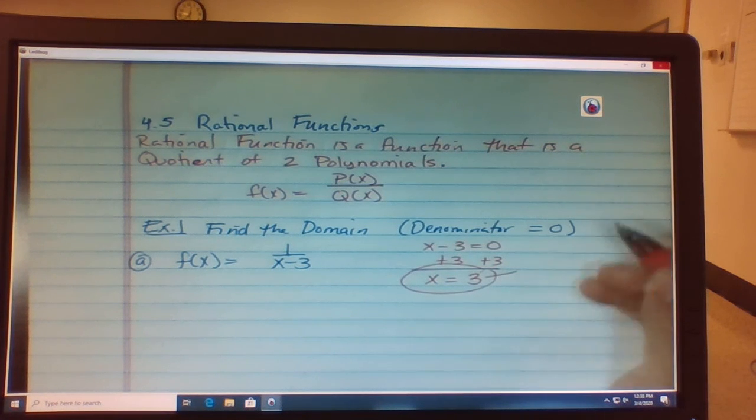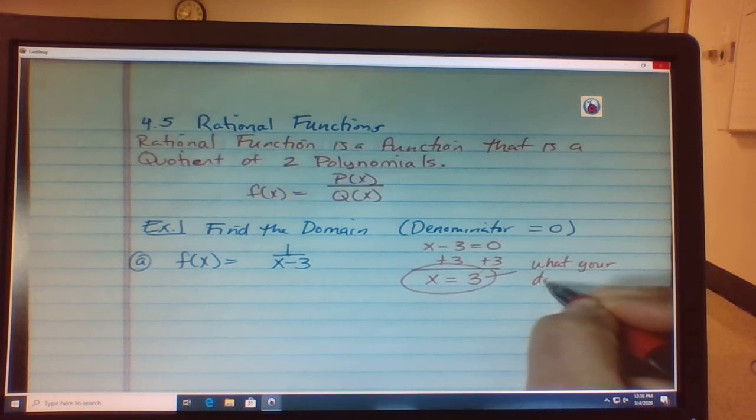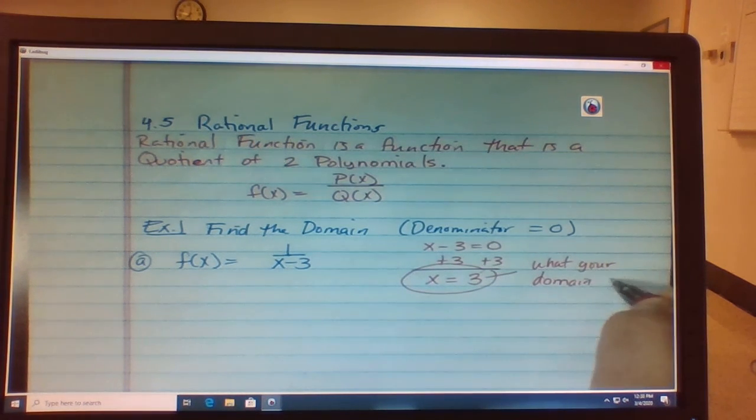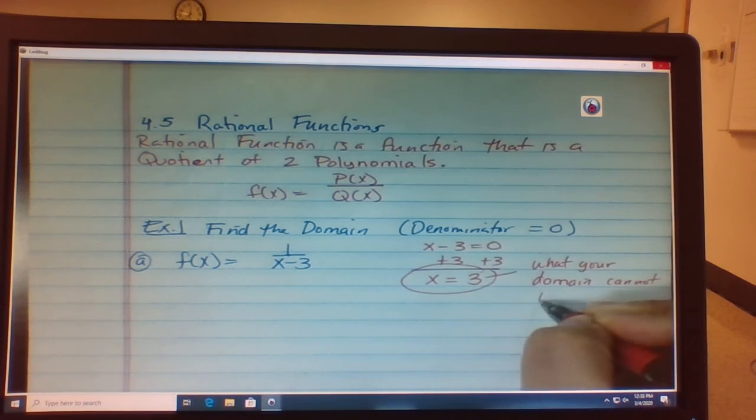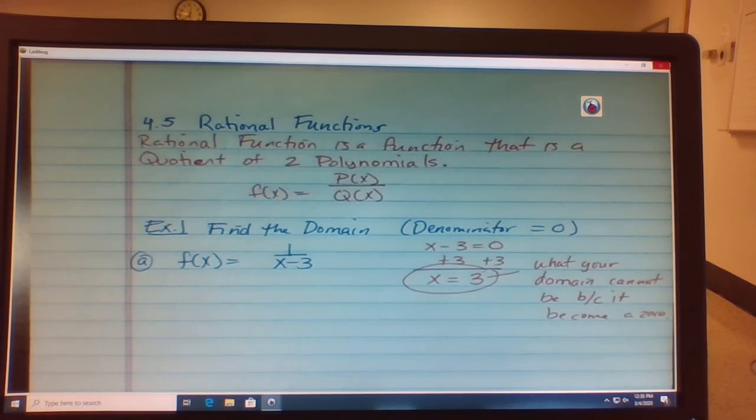This basically is what your domain cannot be because it becomes a 0. When I write it down and you write it down, maybe it stays there. This cannot be in your domain because it becomes a 0, and you can't have a 0 because it is undefined.